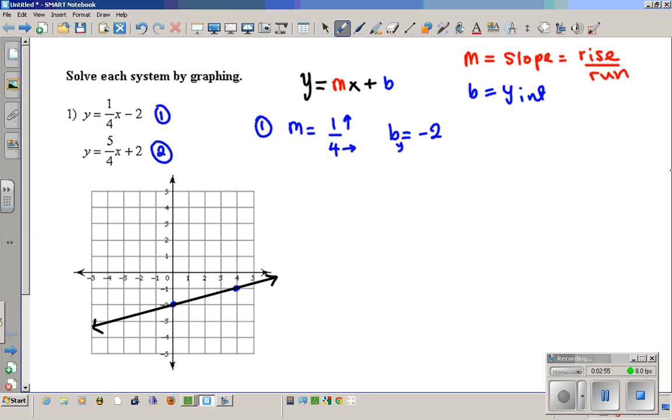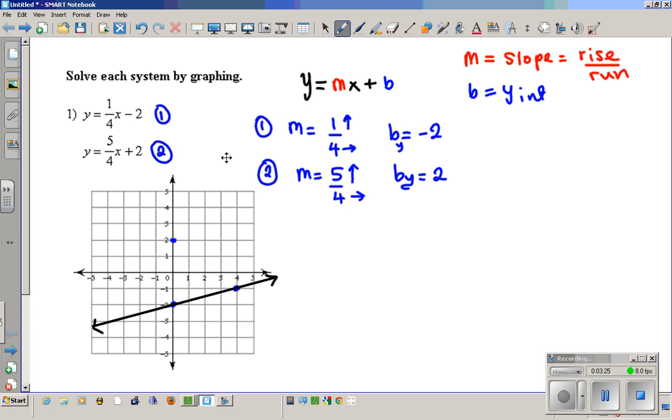Now let's take a look at line 2. For line 2, m is 5 over 4. What does that mean? It means you're going to go up 5 and over 4. Where are we starting from? The y-intercept is 2, so we're going to start from 2 on the y-axis. So starting from 2 on the y-axis, we're going to go up 5 and over 4. So I'm going to go up 1, 2, 3, 4, 5, and over 1, 2, 3, 4.